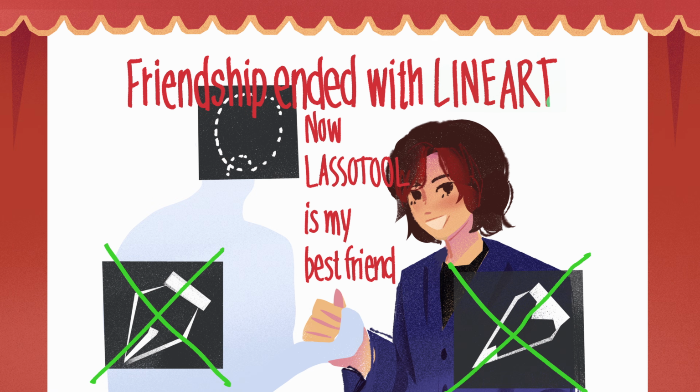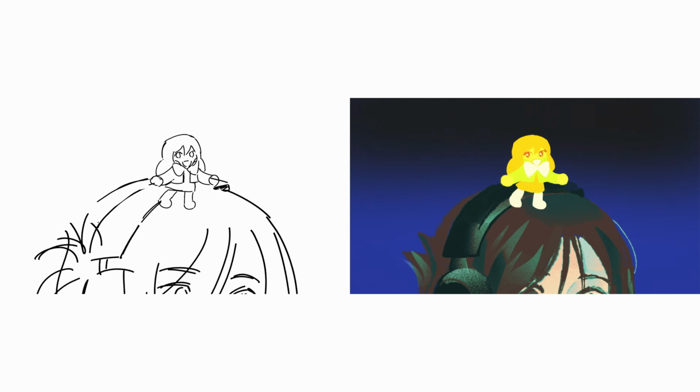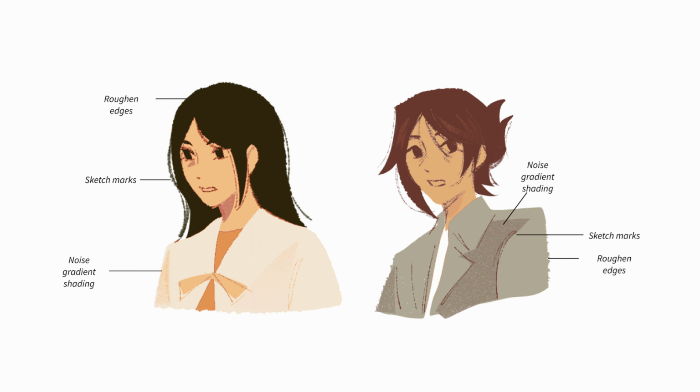2. I skipped the line art, and lasso tool is my best friend. Once I had all the poses drawn out, I went straight into animating with color. Here's the style guide that I made for my animation. It's blocky shapes with some stray lines around the edges.